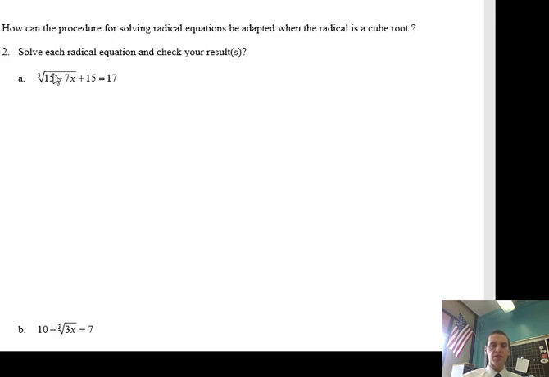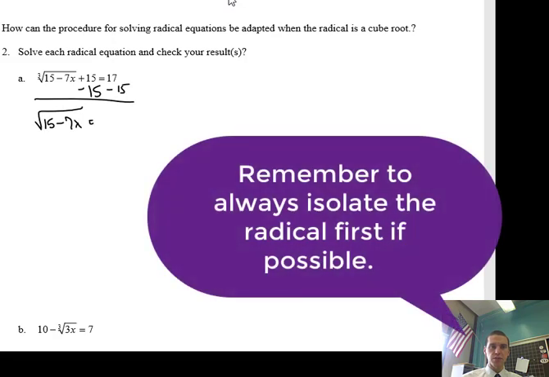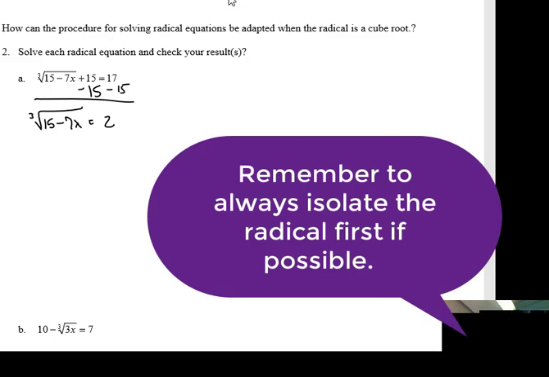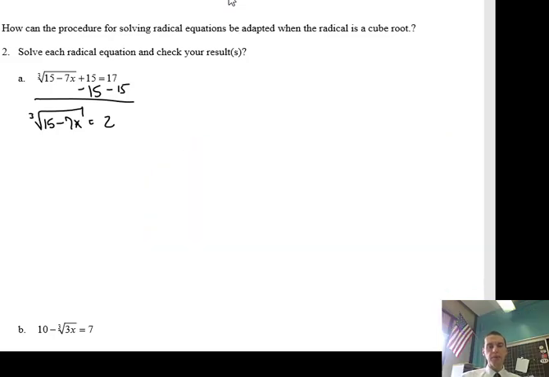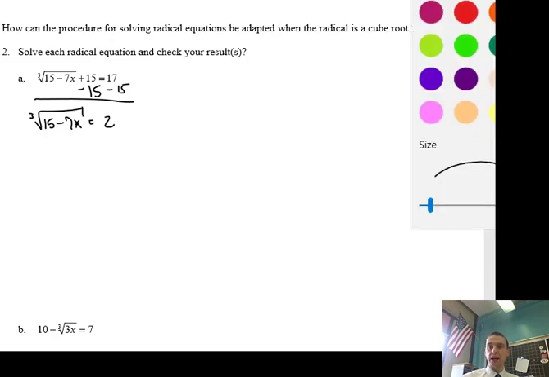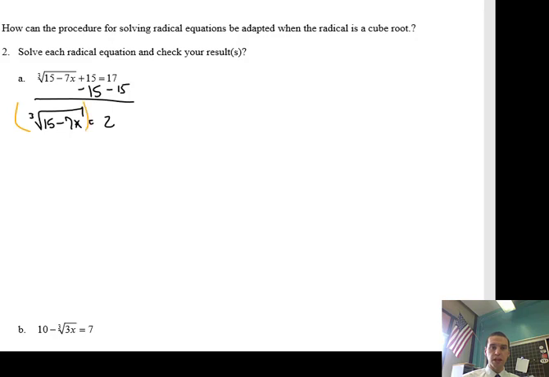Notice that we have a plus 15 along with the cubed root, so we're going to do what we usually do and subtract the 15. Cubed root of 15 minus 7x equals 2. Now, we have to get rid of the cubed root. Usually if it was a square root, you would square both sides, so now instead we are going to cube both sides.